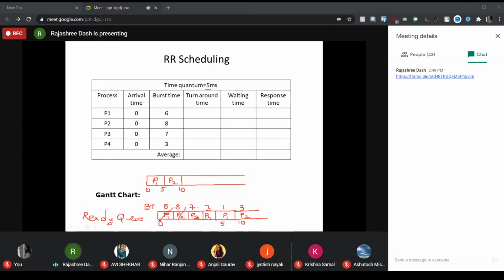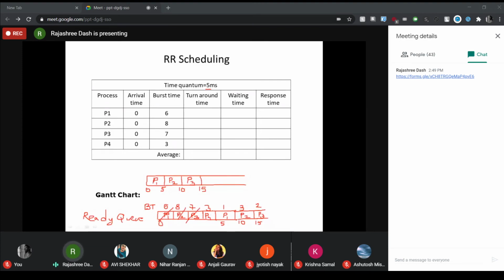After P2 has been preempted and stored back in the ready queue, the next process selected by the scheduler is P3. For P3 the burst time is 7. That means P3 cannot complete within one time quantum. So P3 will continue up to 15, and after one time quantum expires, P3 is preempted and stored back in the ready queue. So at 15, P3 enters the ready queue with the remaining burst time, that means 7 minus 5, that is 2.